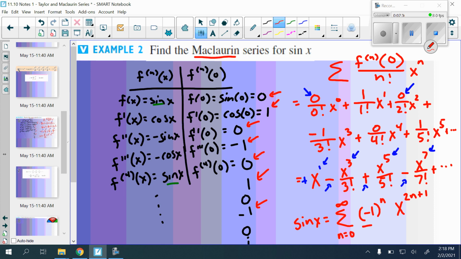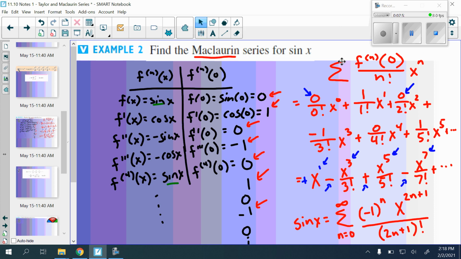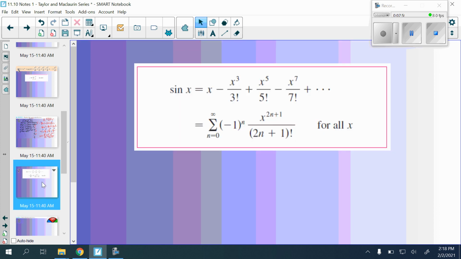And that same thing now should work with our factorial. So if we put in 2n plus 1 factorial, that should also give us the same thing underneath. So that is the series right there for sine of x. Generalizing that, this is another one you should know for the AP test, how to write out sine of x. So it's the odd powers alternating, starting with the first one that is positive.